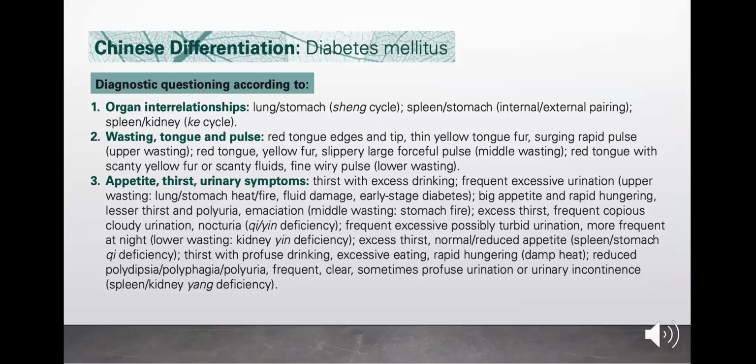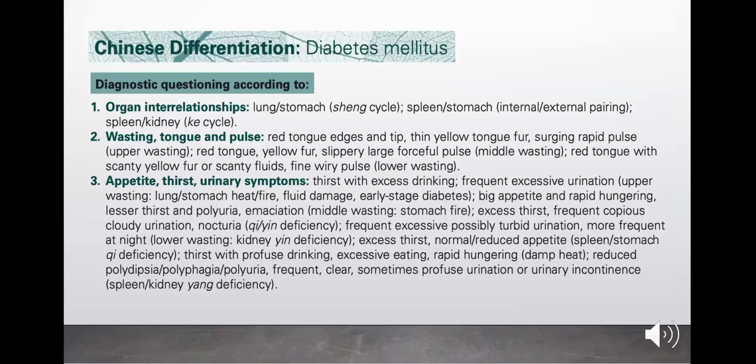Diagnostic questioning according to appetite, thirst, urinary symptoms. Thirst with excess drinking, frequent excessive urination: this is upper wasting. So lung, stomach, heat or fire, fluid damage, early stage diabetes. Big appetite and rapid hungering, lesser thirst and polyuria, emaciation: this is middle wasting, stomach fire.